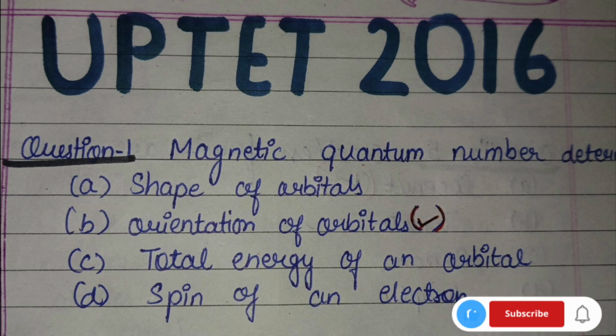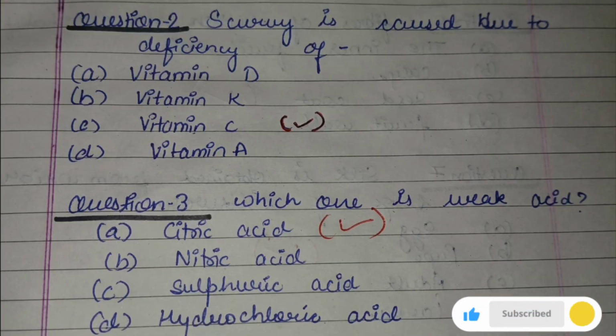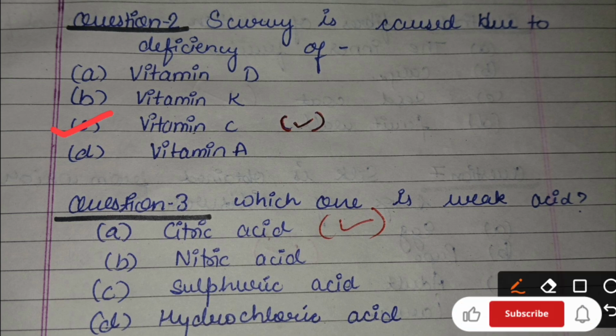Let's move to our next question. Scurvy is caused due to deficiency of dash. Option A, vitamin D. Option B, vitamin K. Option C, vitamin C. Option D, vitamin A. So, as we all know, scurvy is the disease which is caused due to lack of vitamin C. In this, the gums get swelled and blood comes out. So, the answer is vitamin C.